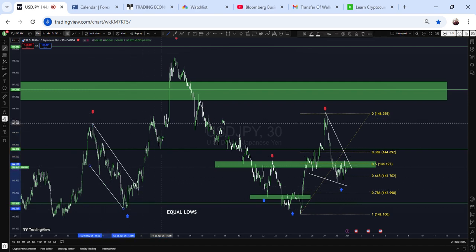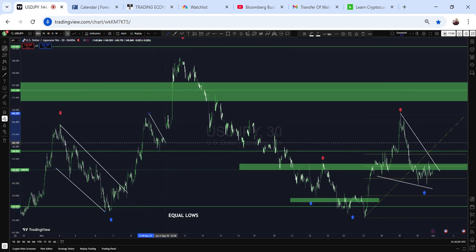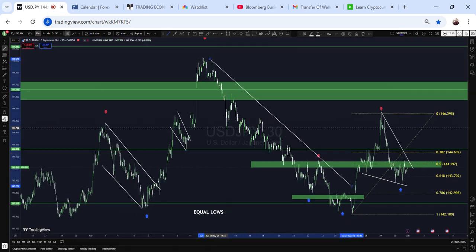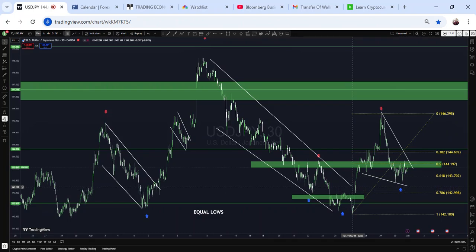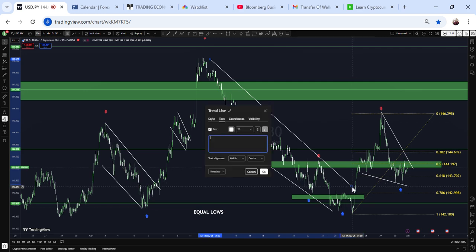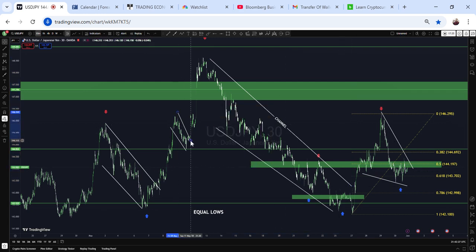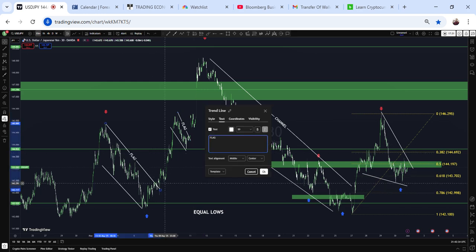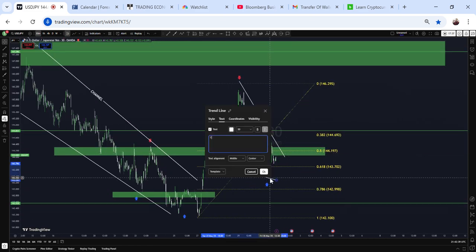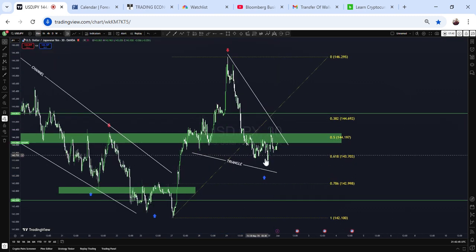This is called flag pattern. This is another pattern here. This is called flag pattern. This is another pattern here. This one is called channel. This one is called channel. This one is called flag. This one is also called flag. So all these are patterns, but this one is called triangle pattern.